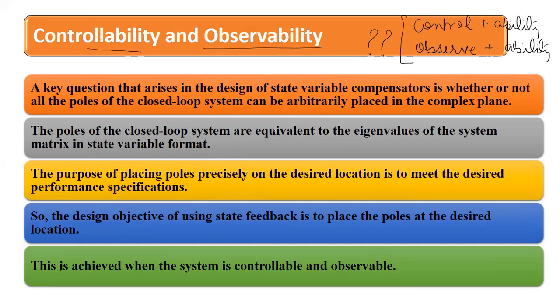In the state variable feedback approach, what we do is we place the poles of the closed loop system, which are actually the eigenvalues of the system matrix in state variable format. So what is the system matrix?